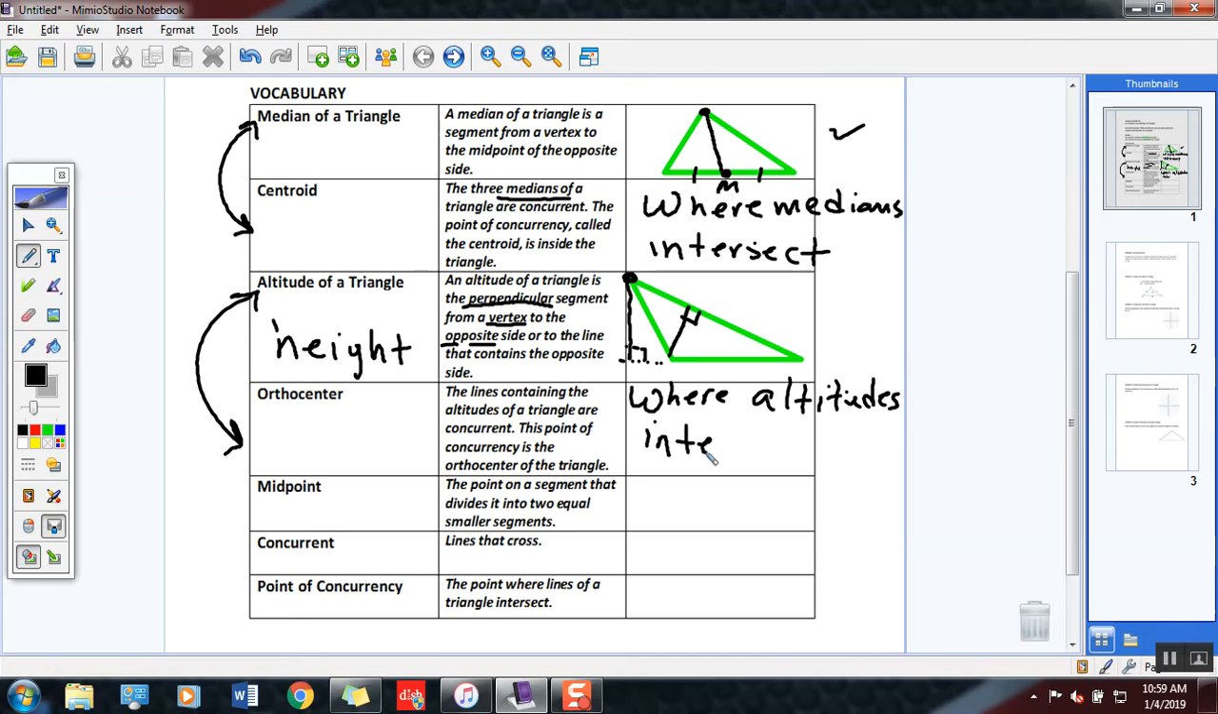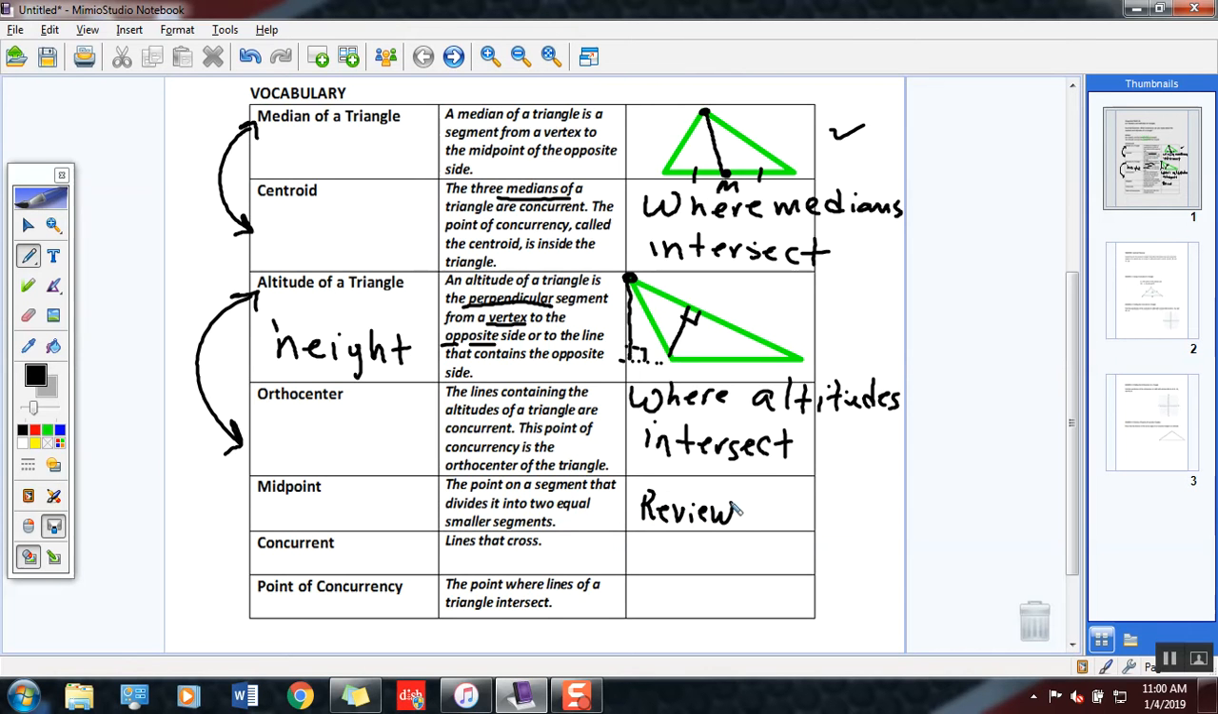Okay, so let's talk about this, kids. Down here we have some other points for our vocabulary, and we know these already. This is kind of a review, but a midpoint. You guys know what a midpoint is? If I have a segment that's 12 units long, where's the midpoint? At 6 units. If 0 is on the left and 12 is on the right, the midpoint is 6. So this is review.